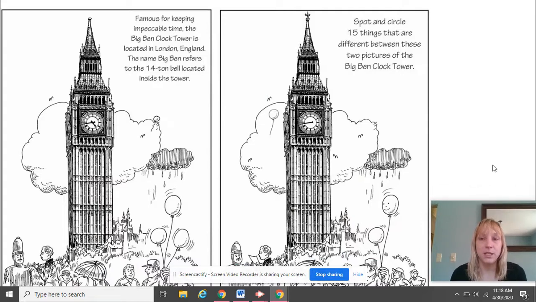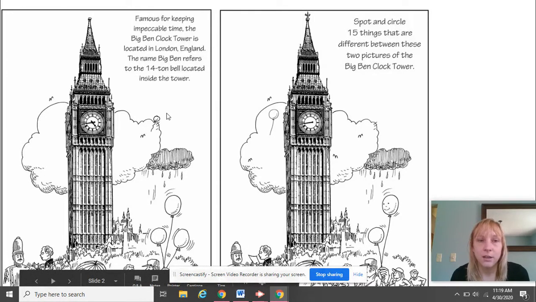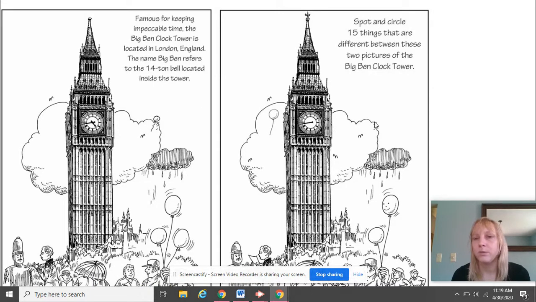And I have 3 different pages with the same drawing, except for each time there are 15 little differences in it. So the first page is Big Ben, and that is in London, England. And so you might notice that there's this little balloon here on this side, but when you go over here, that balloon has disappeared. So that is one difference, and there are 15 total.